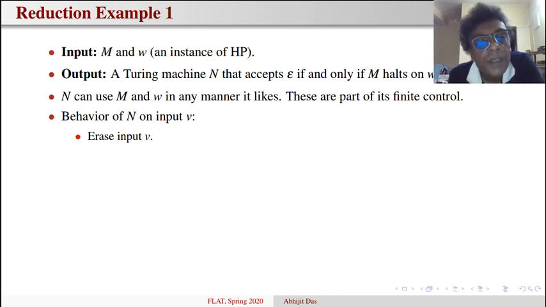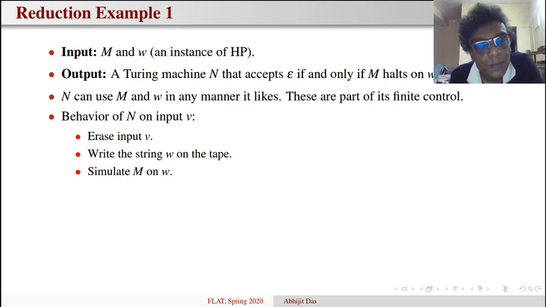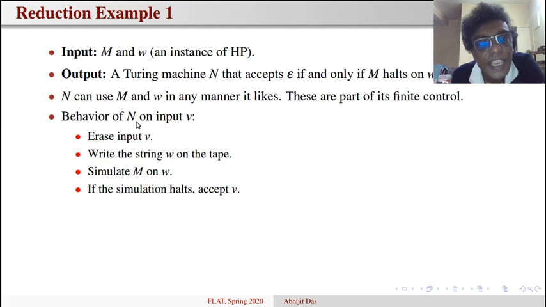N simply erases its input V. It has no real work on V. Instead, what it does, in its head, that is in its finite control, it has the information of M and W. So it writes that W from its finite control to the tape and it simulates M on W. If that simulation halts, the machine goes to the accept state, whatever the accept state for this N is, not M, it goes to the accept state of N and halts. Now let us see that this reduction is perfect.